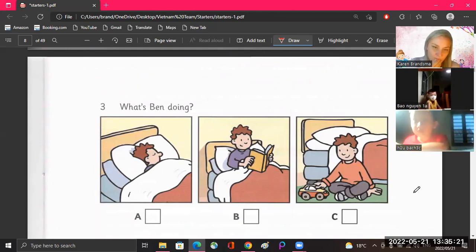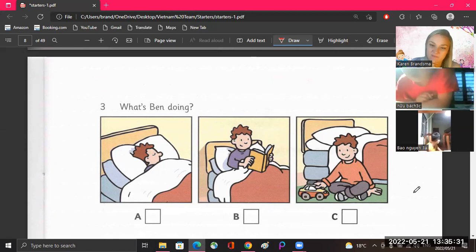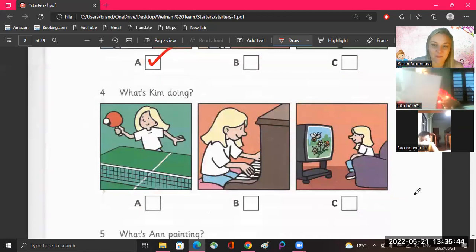Three. What's Ben doing? Is Ben playing in his bedroom? No, he isn't. He's in bed. Is he reading a book? No, he's sleeping. Hey, very good. He's sleeping. Okay, Nguyen, number four.